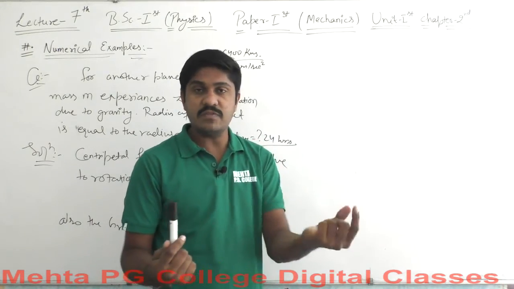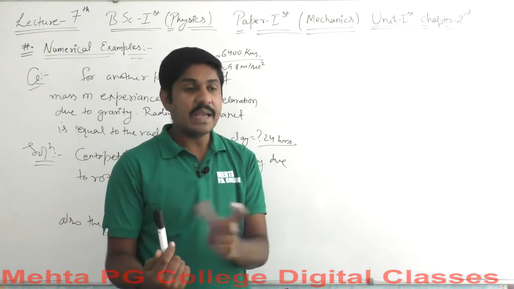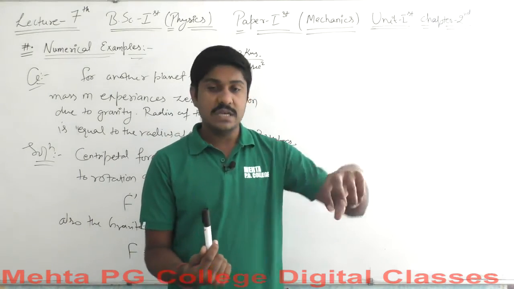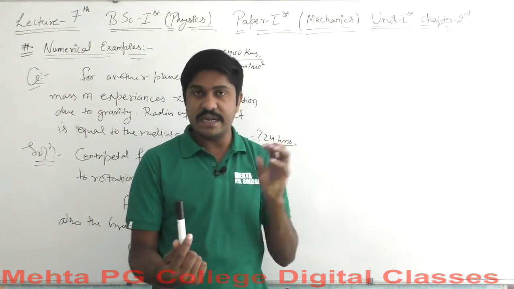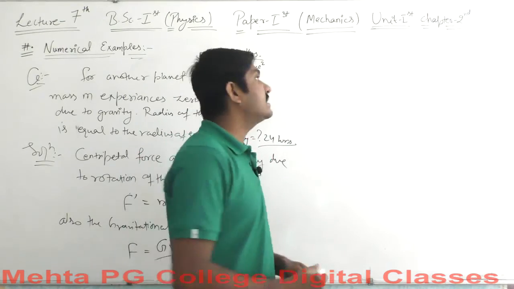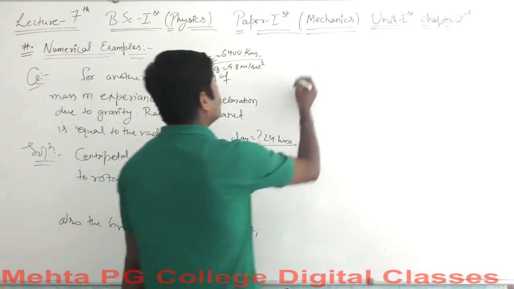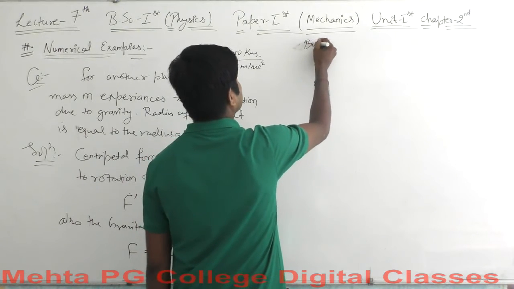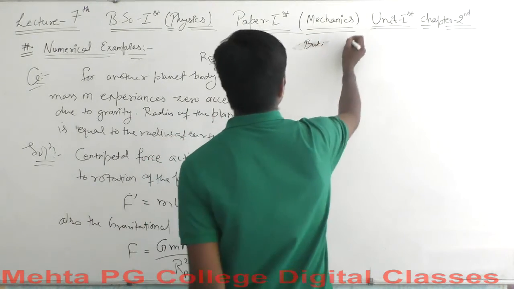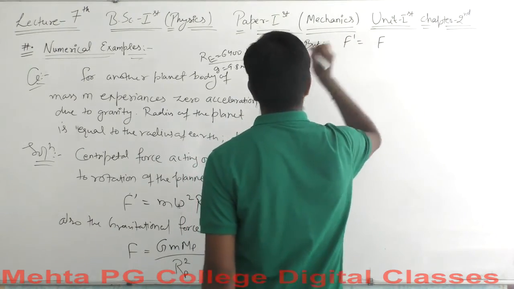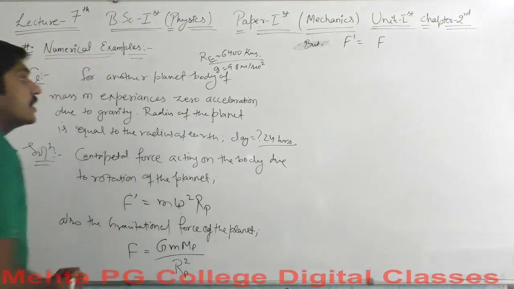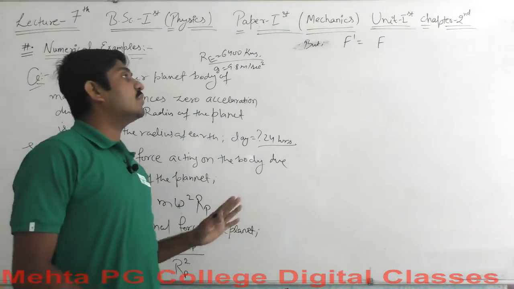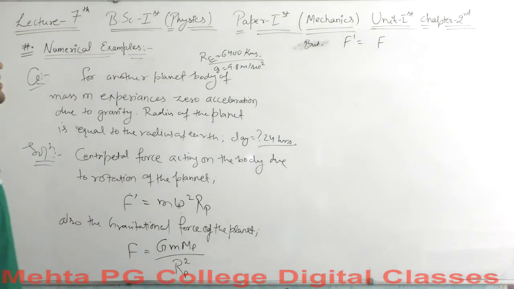So when the centripetal force attracted towards the center is equal to the gravitational force, what happens? The body will keep on rotating and will never fall on the planet. So that is what has been said there. But this F dash is equal to this F. You know why? Because the centripetal force is equal to the gravitational force. That's why the body isn't feeling any kind of gravitational acceleration towards the planet.